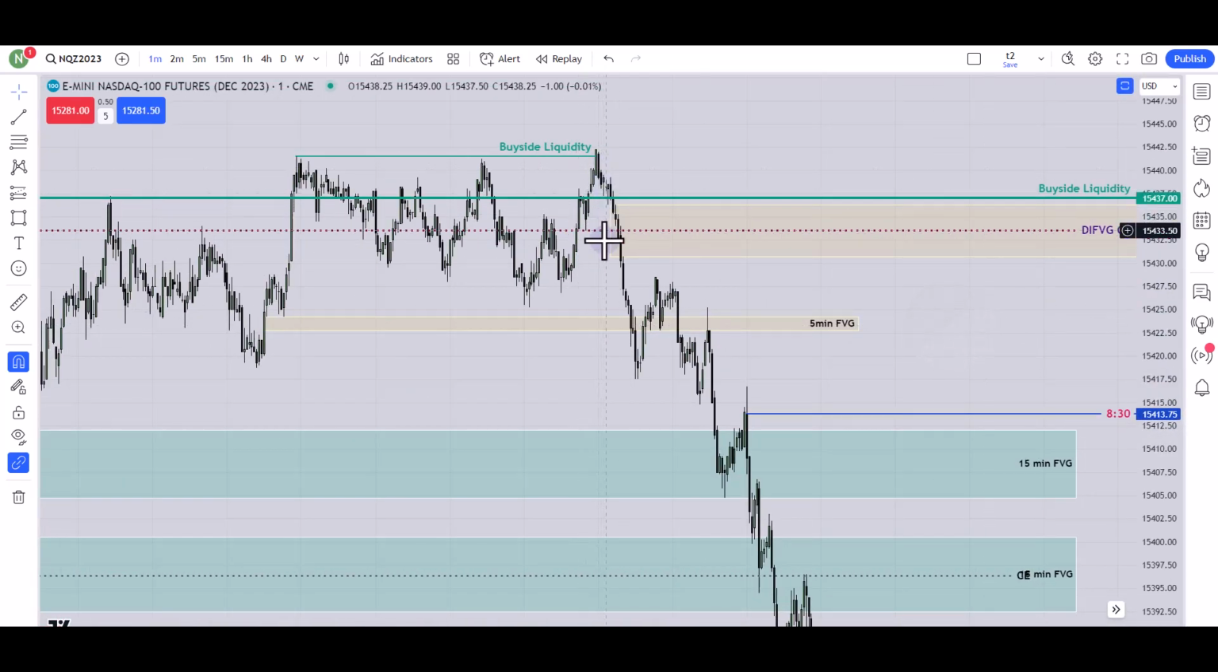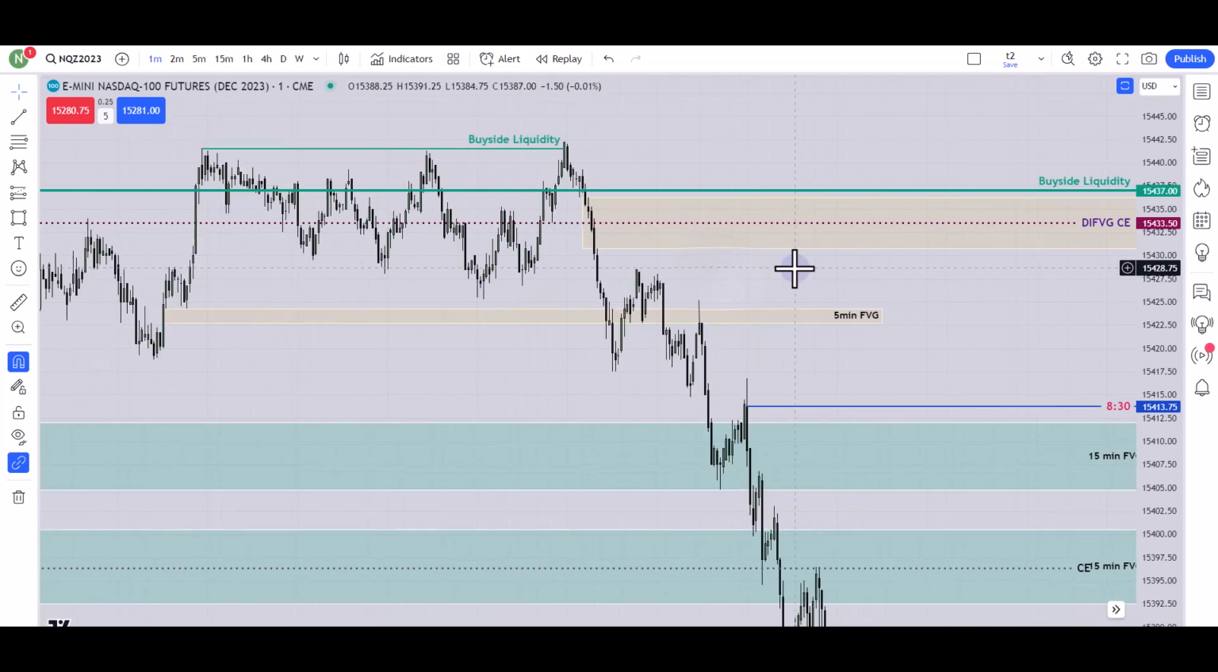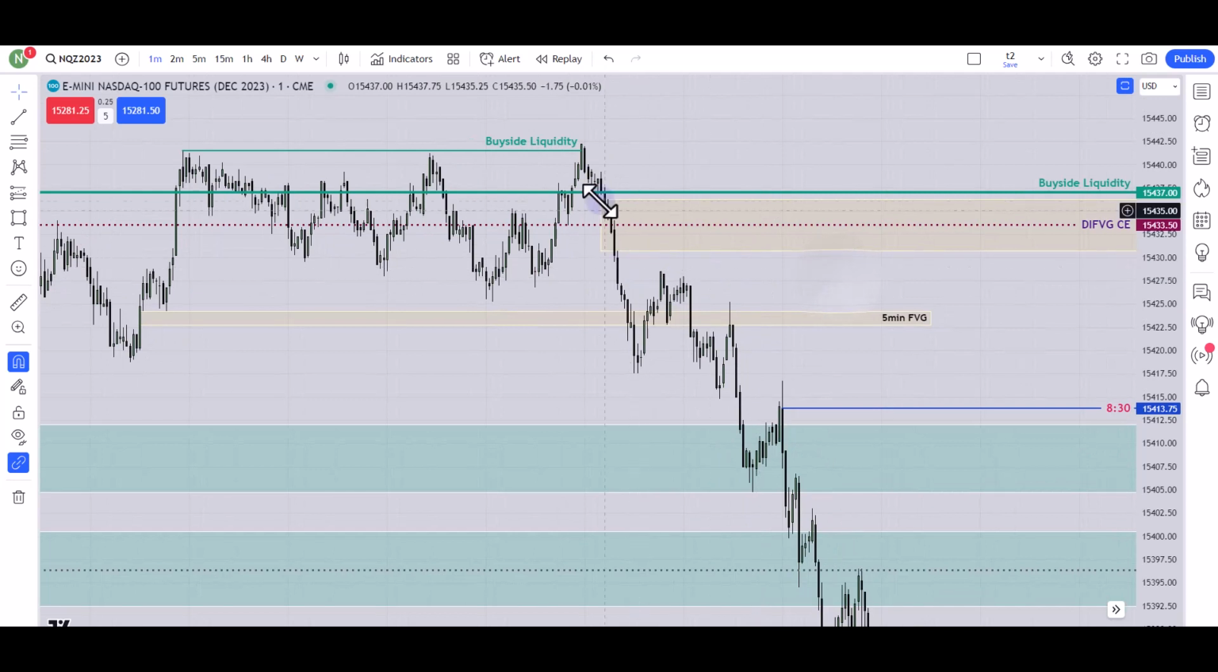Then the market, after clearing the buy side, gave a very nice market structure shift. The market went there, and obviously guys, this is all before the AM session. So I actually don't trade before the AM session. Rarely I trade. So you can see the market actually came lower, traded this fair value gap. Also this inversion fair value gap, it has nicely respected, came lower.